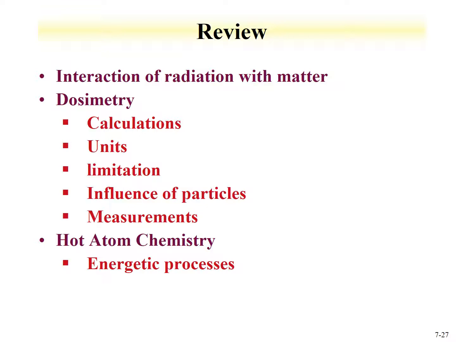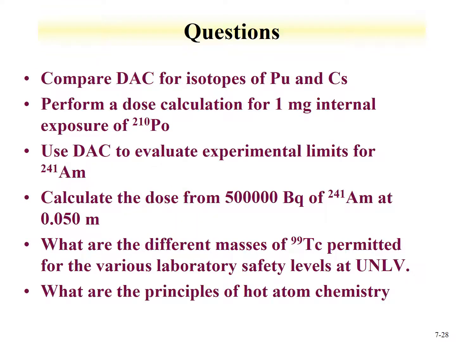So as a review, in this chapter we discussed the interaction of radiation with matter, gave some examples, talked about dosimetry, particularly used this dosimetry to understand how we can limit and utilize radionuclides in the laboratory, and we ended this lecture on hot atom chemistry. Certain questions that you should be able to answer are: compare the derived air concentration for isotopes of plutonium and cesium, calculate the dose for a given amount of material, and understand the masses of certain isotopes that can be used in our laboratories.